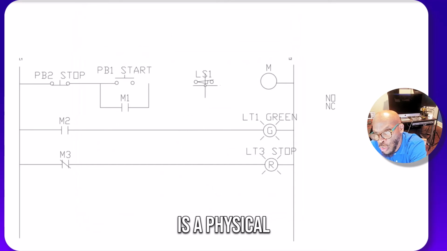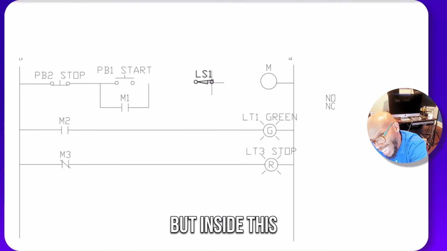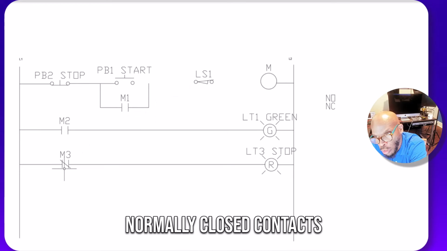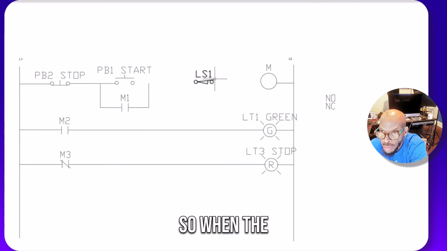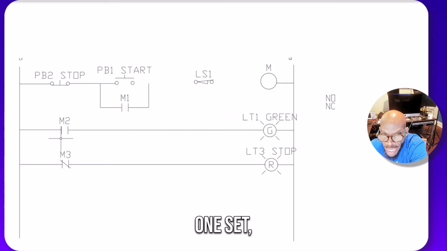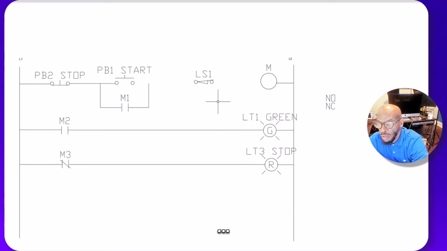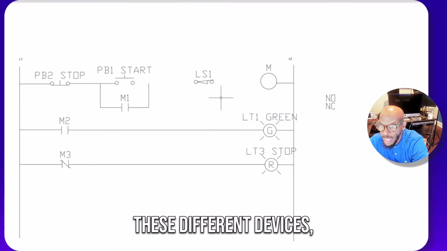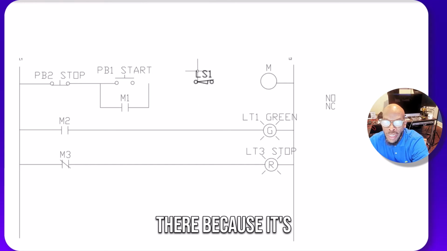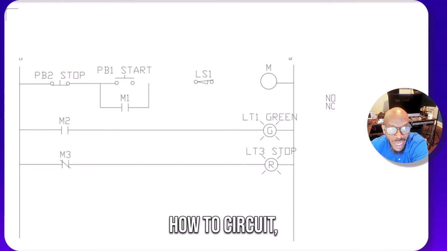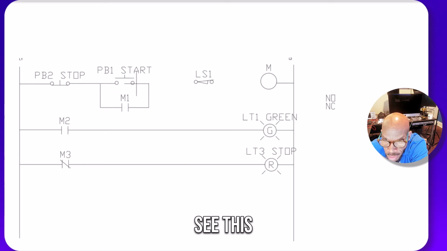Okay, so this is the physical representation of this switch. But inside this switch, you've got normally open and normally closed contacts. You've got sets of them in there. When the limit switch is closed, the normally open closes and the normally closed opens. And when it's open, the normally open is open and the normally closed is closed. So you just have to remember, with these different devices, how many sets of contacts you've got in there, because how they're wired determines how the circuit is going to work. So let's put in our lines so you can see this.